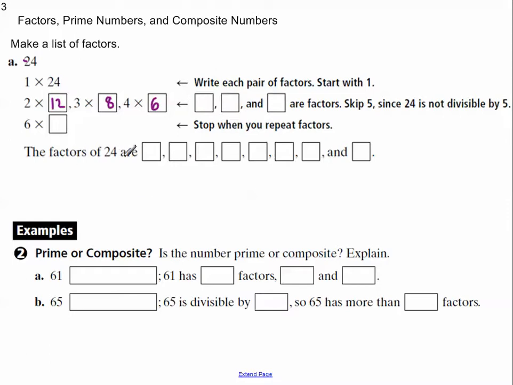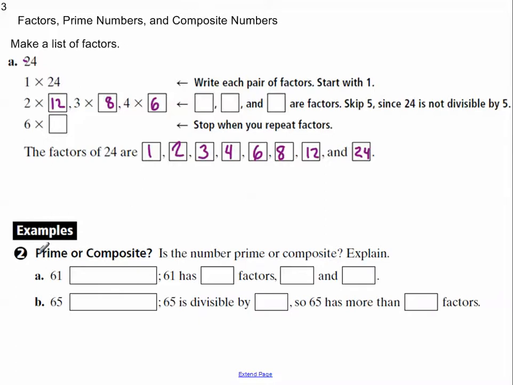So when I start to repeat factors, I stop. So the factors of 24 are, and I like to write them out in numerical order, 1 and 24, 2 and 12, 3 and 8, 4 and 6. All right, so this is one way that I can make a list of factors.